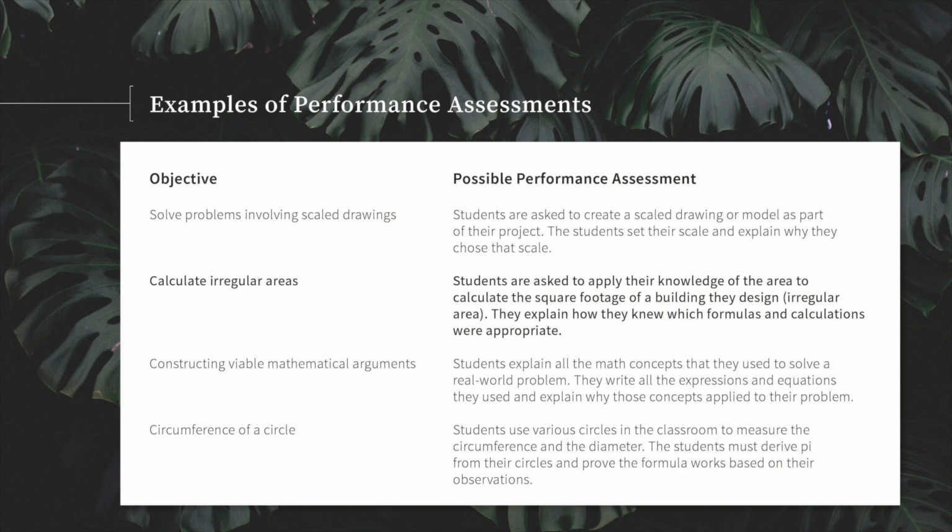Objective: calculate irregular areas. Possible performance assessment. Students calculate the square footage of a non-rectangular building they design. They have to show all of the measurements for each area of the building. They have to show the formulas and calculations they used. Lastly, the students justify why their formulas were appropriate.